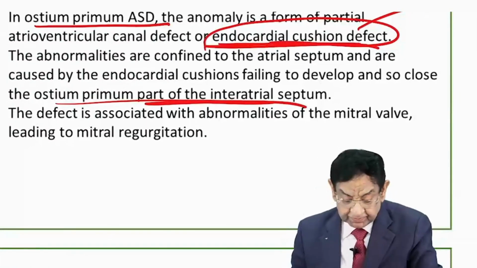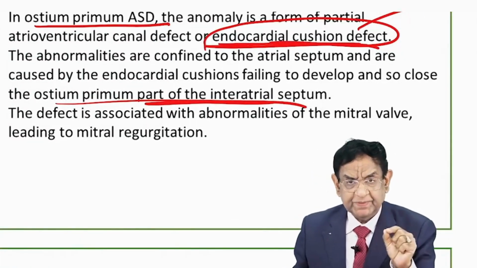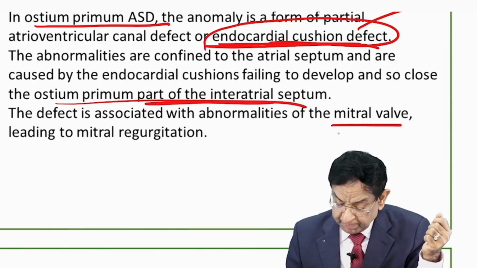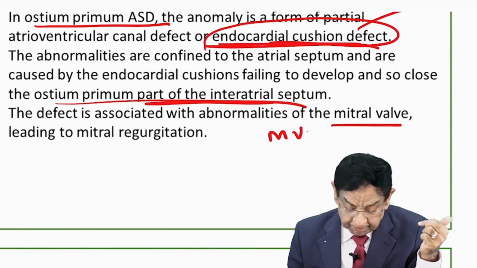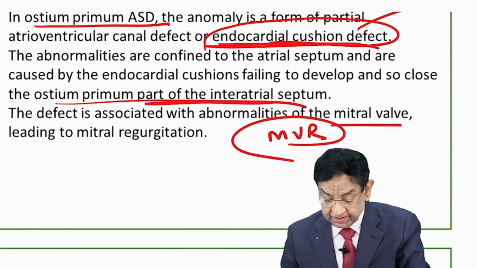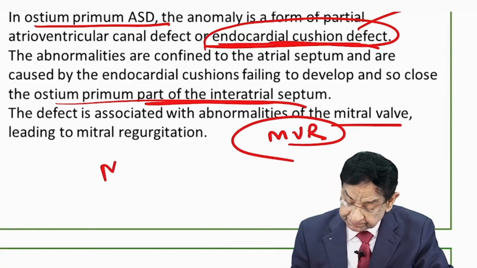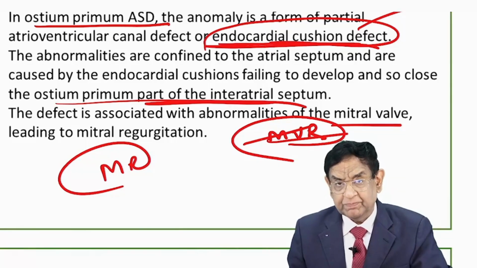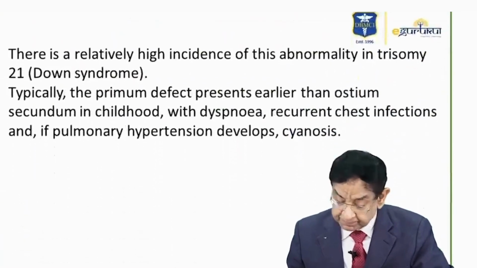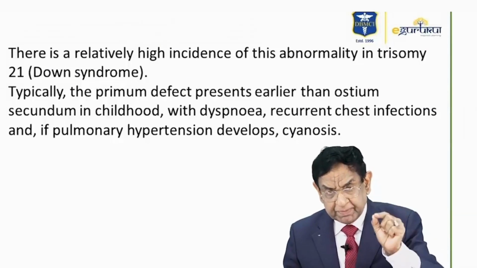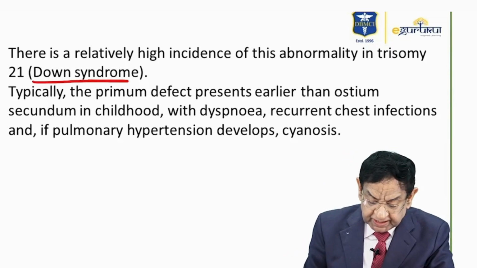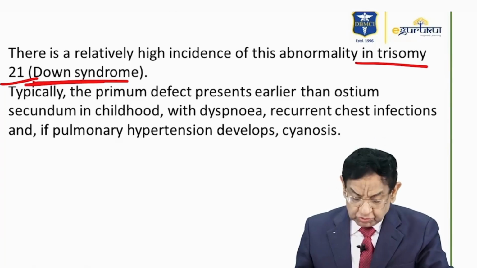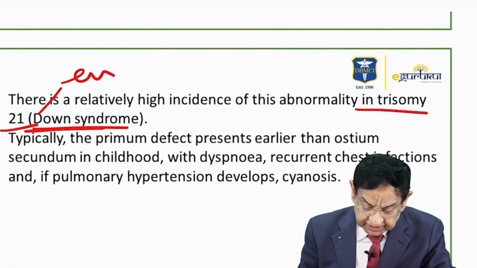Now, primum defect may have associated conditions like mitral valve prolapse or mitral regurgitation. It's quite possible that they have an associated problem, MR may be there. And this primum defect is very commonly associated with Down syndrome, which is trisomy 21. So remember, usually they write it as endocardial cushion defect.